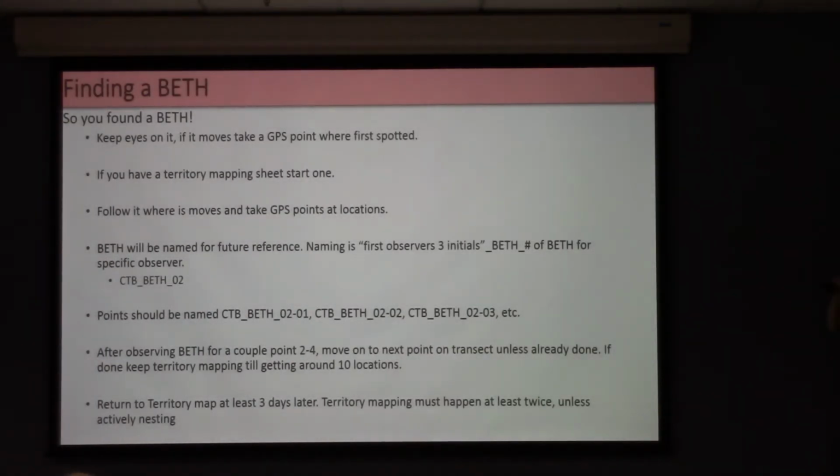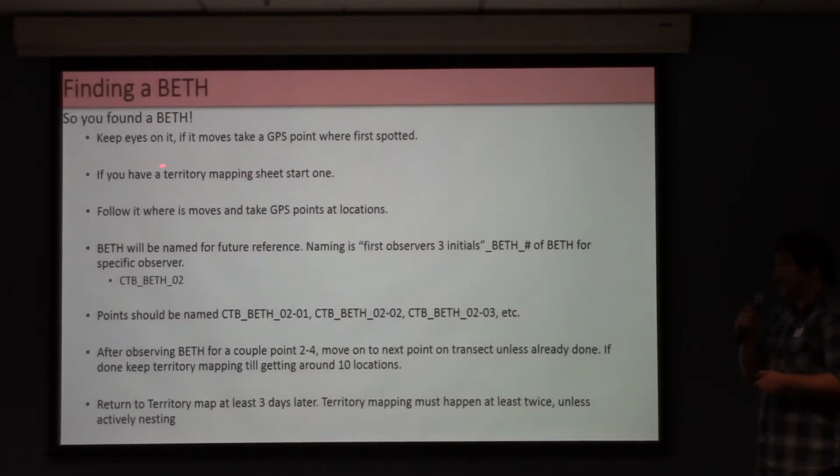So, we found a Beth, right? So we're going to keep our eyes on it. The way it usually goes is if we find a Beth during our point count, everything else goes out the window because we want to keep our focus on them. If we find one early on our point count, it's going to disrupt things because we're going to want to make sure that we know where that Beth is and what it's doing. So we keep eyes on it. If it moves, then we're going to go to that spot where we first detected it, and we're going to take a point on our GPS.